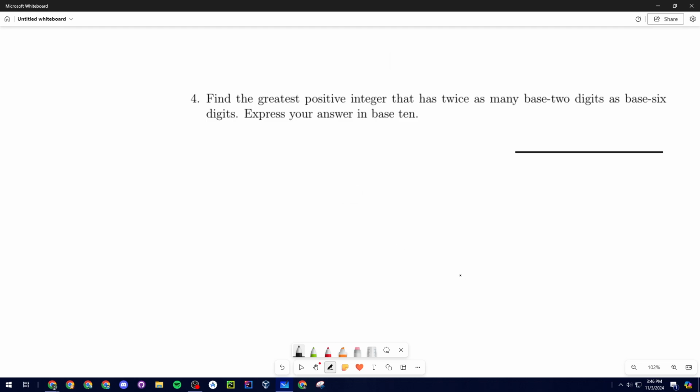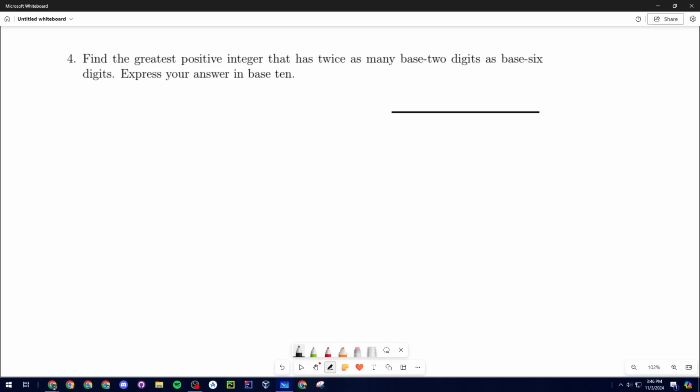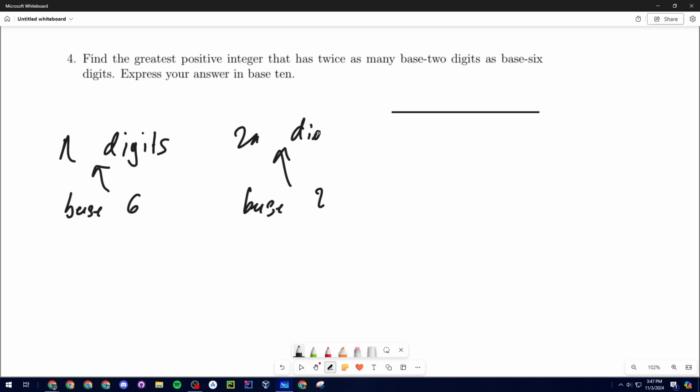Okay, so basically, say that the base 6 number has d digits. Actually, I don't like d. I'm just gonna use n, right? It has n digits. Then, and that's base 6, then base 2 has 2n digits, right? But what does that mean in terms of number bases?